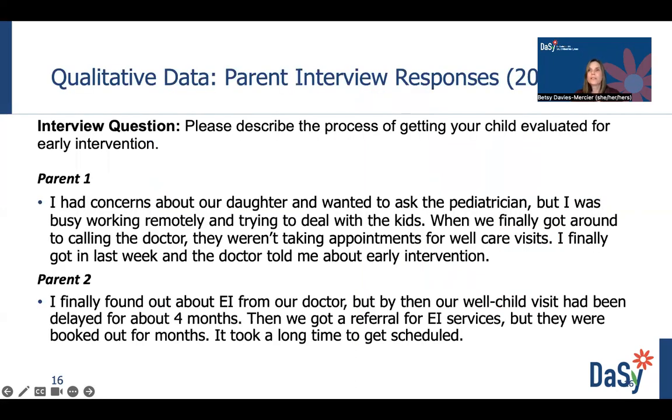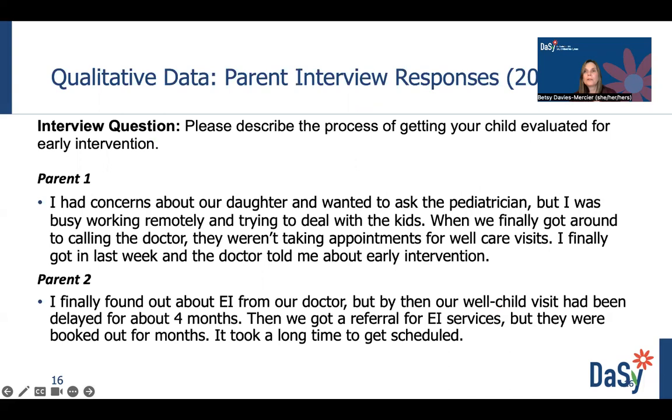Here is some qualitative data. You'll notice right away that these data look very different from the bar chart we just looked at. These data are from interviews conducted in 2020 with parents of young children who were referred to Part C. During the interview, parents were asked to describe the process of getting their child evaluated for early intervention. We'll look at the responses that 2 parents gave to this question. As I read the responses, see if you notice any patterns or themes in the data.